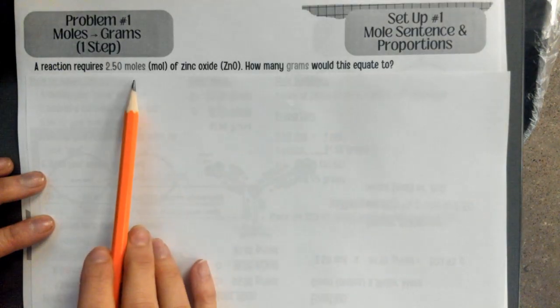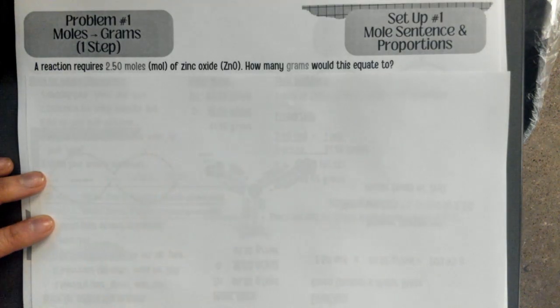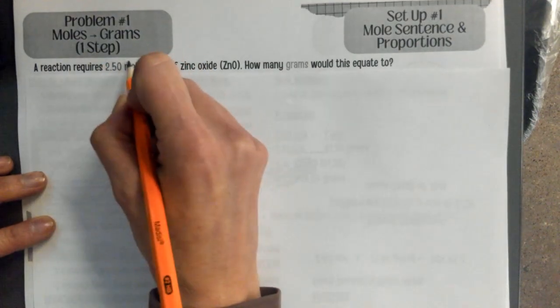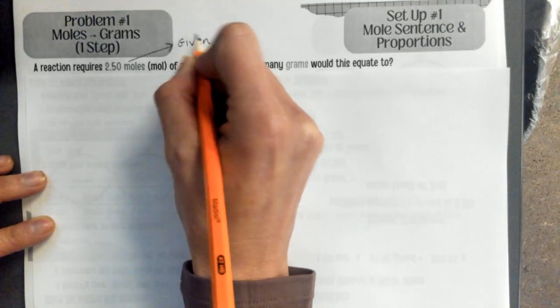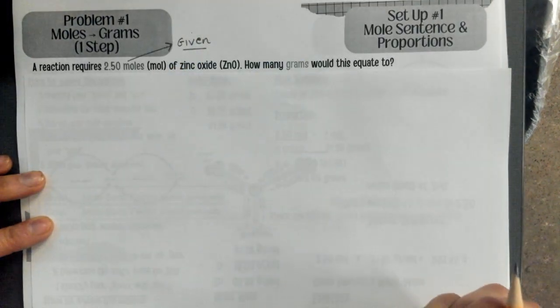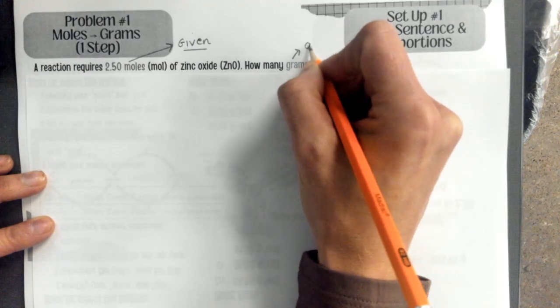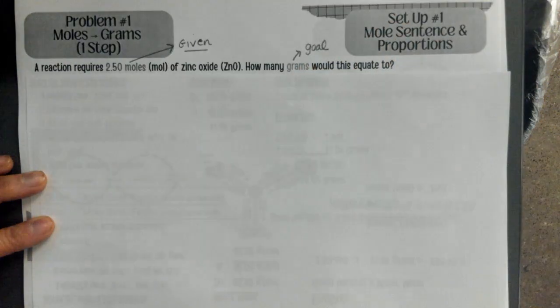Okay, so when we are given a problem, we first want to identify what is our given and what is our goal. Okay, so I can see in this problem that the 2.50, that is my given information. What I'm trying to find out, that is my grams. So that's what I'm going to call my goal.